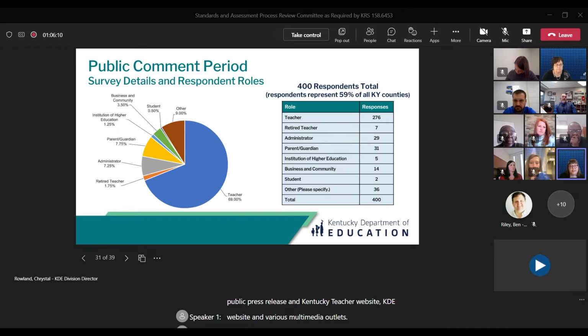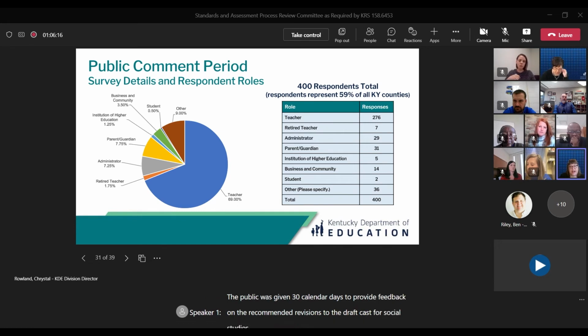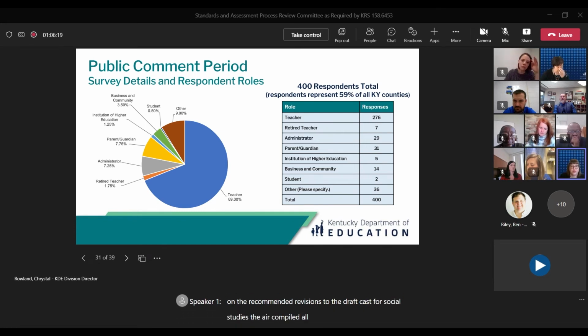The public was given 30 calendar days to provide feedback on the recommended revisions to the draft CAS for Social Studies. The AIR compiled all survey results and comments, providing the KDE with a finalized stakeholder survey report for social studies that was then shared with the review committee and advisory panels. As you can see, we received feedback from a variety of education and community stakeholders, the largest group being teachers at 69%.